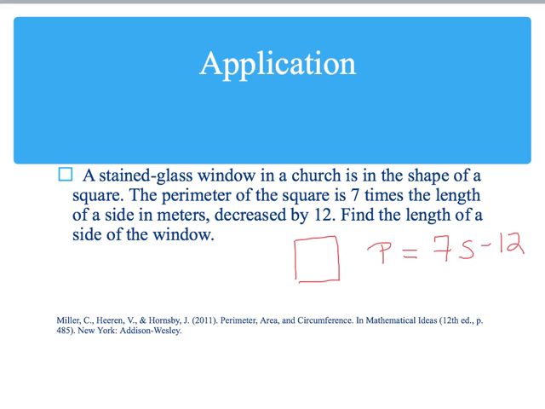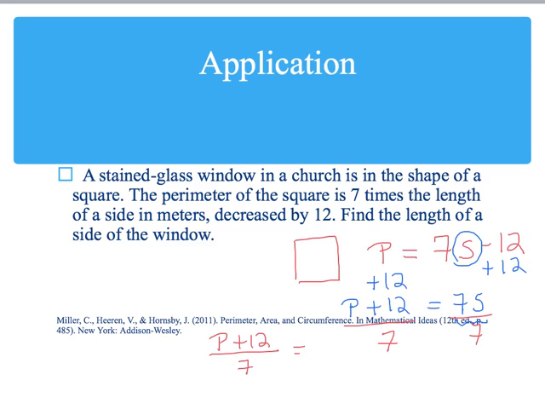So now if we want to go ahead and figure out what the side length is, we've got to do some algebra. First we would need to add 12 to both sides. So we've got P plus 12 equals 7s. Since this here is multiplication, what undoes multiplication? Division does. So we would divide both sides by 7. So we have P plus 12 all divided by 7 is the side length of one of those windows.